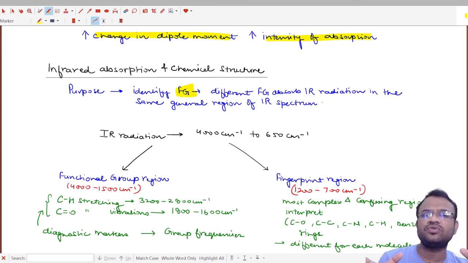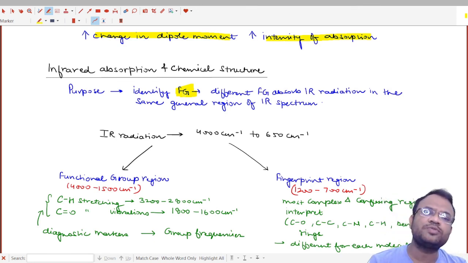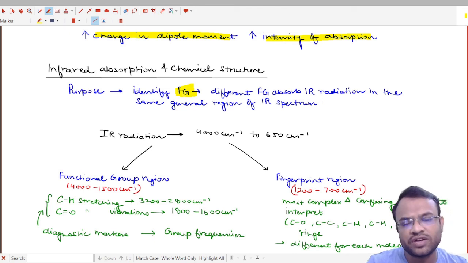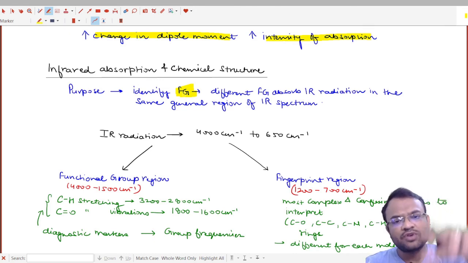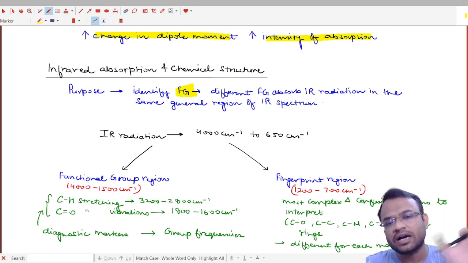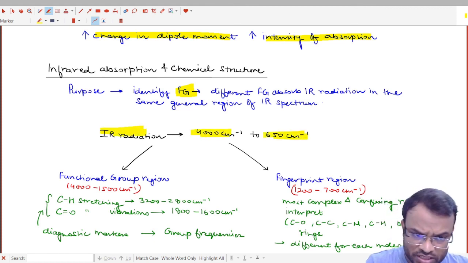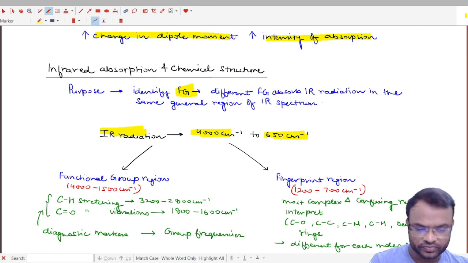Basically we are trying to decipher the structure of a compound. In that process we are predicting the functional groups. We can predict the functional groups based on the infrared radiations or infrared absorptions. We can check the peaks and the wavelengths at which these peaks occur, right? Infrared radiation occurs between 400 to 650 centimeter inverse.